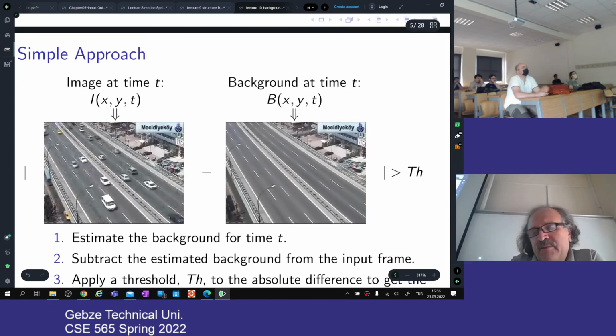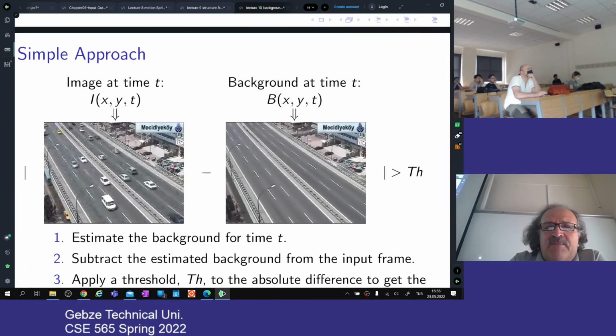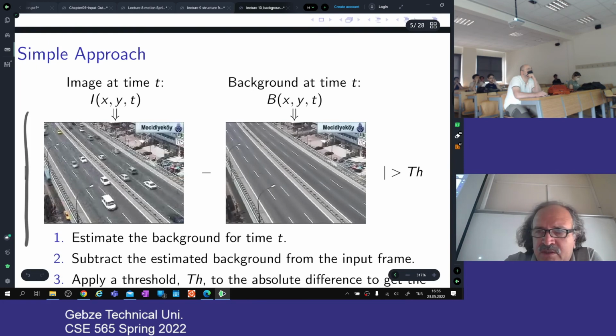This is my background image. This is my foreground image. If I subtract this background image from my foreground image, okay, and by the way, this is an absolute value operation, and this is minus.